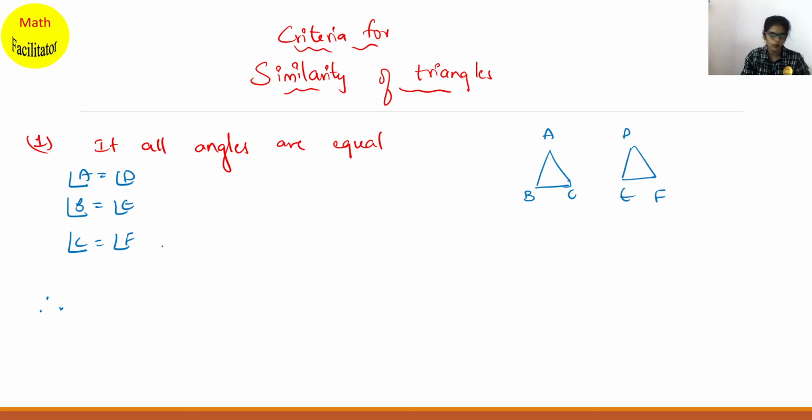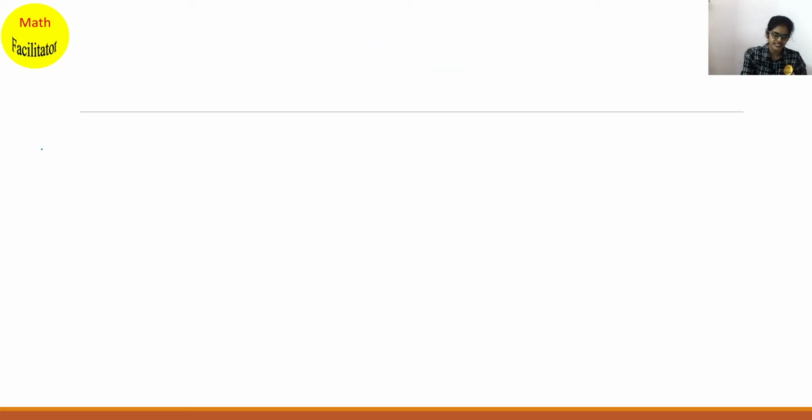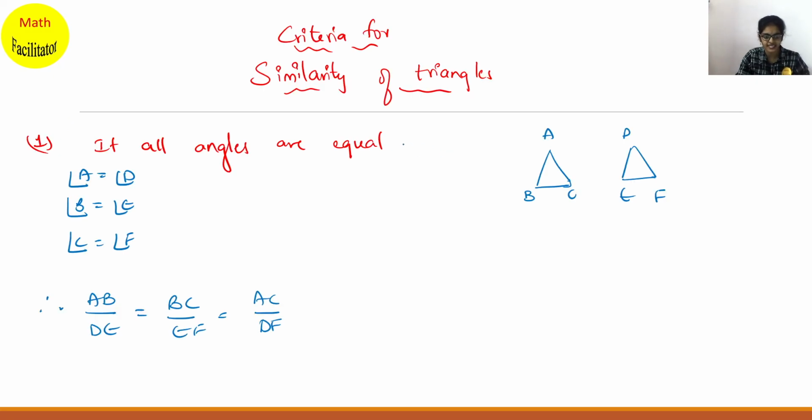If three angles are equal, triangles are similar. Then you can say AB upon DE is equal to BC upon EF, the sides are in ratio, is equal to AC upon DF. Now the second point is that this similarity criterion is called angle, angle, angle. Now this is when three angles are equal.